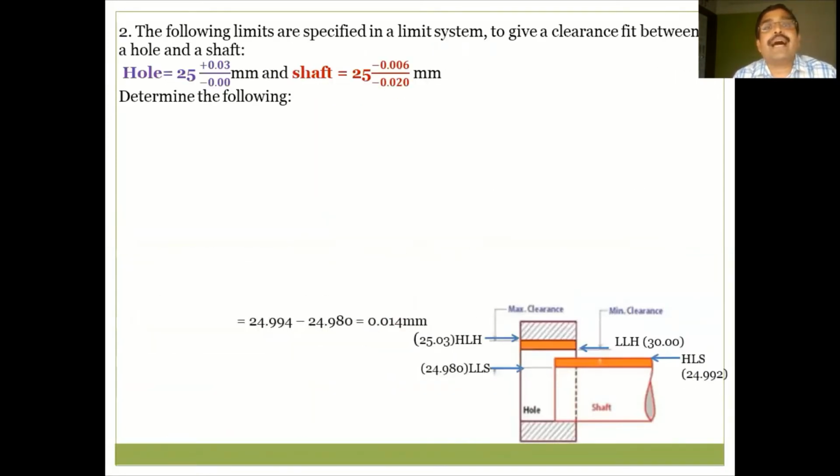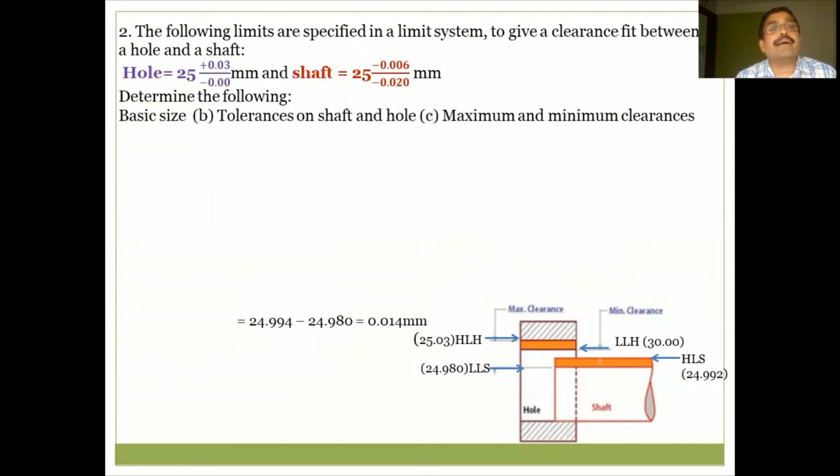The following limits are specified in a limit system to give a clearance fit between the hole and the shaft. Hole is equal to 25 plus 0.03 and minus 0.00. So that is the tolerance. And for the shaft, 25 minus 0.006 and minus 0.020 mm. So these are the tolerances given on the hole and shaft. Determine the following. So let's see what we have to find out. Basic size you have to calculate, tolerance on hole and shaft you have to calculate, maximum and minimum clearance.